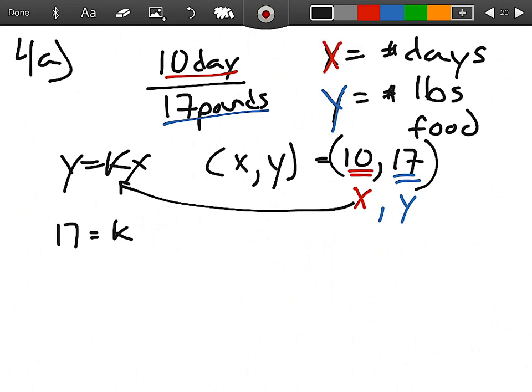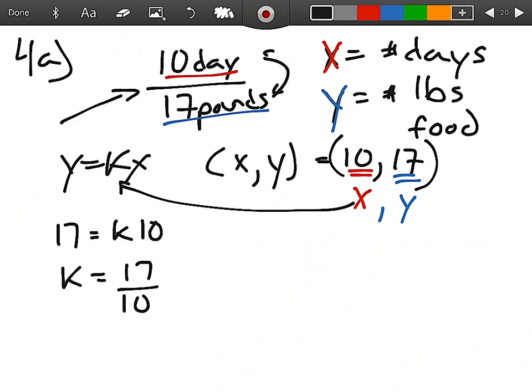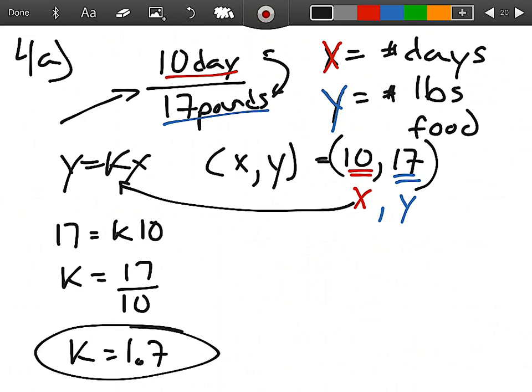17 is equal to k times 10. So k is equal to 17 divided by 10. What I wrote up here really needs to be flip-flopped, so it should be 17 over 10. All right, and then k is equal to 1.7. So that's 4a. That's the crux of 4a.